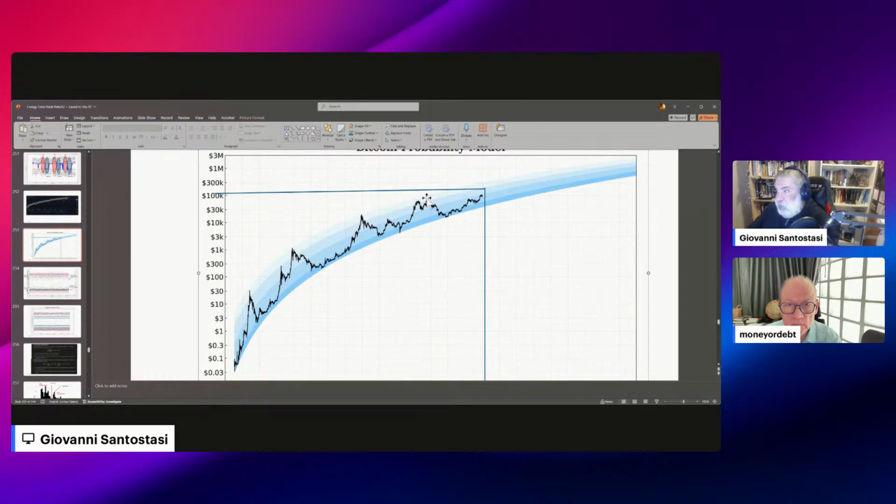It's still a power law model, but it will not have these very large bands that try to include all the different behavior of Bitcoin. Do you agree with that picture?